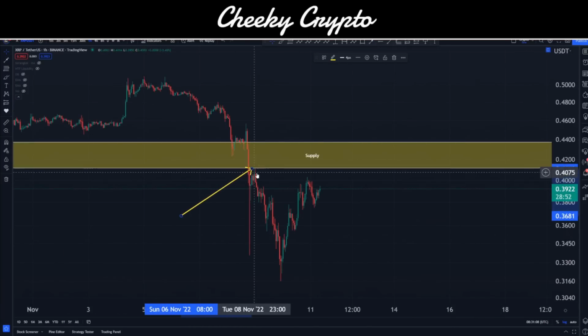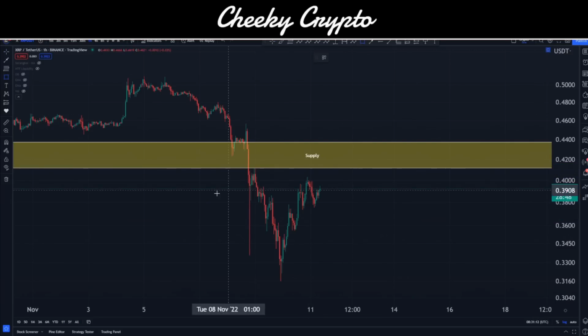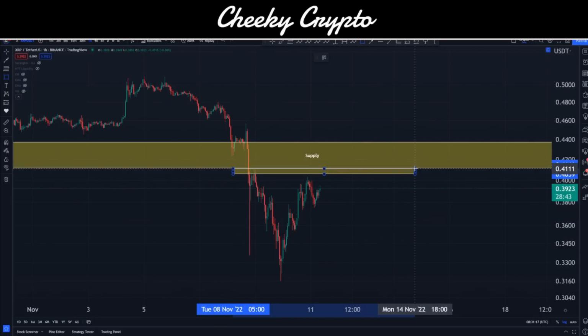Okay, so as we think about this, we broke back down, we can see that we come back up, we tested this particular area just here and we got rejected. So what I want to do is grab another little yellow box and draw this on right about here. As you can see, this little slither is where we got rejected.